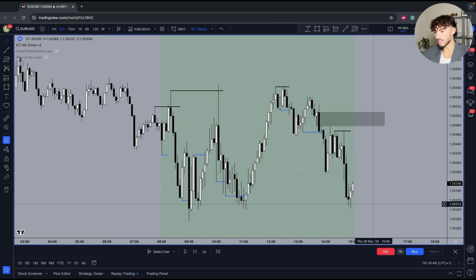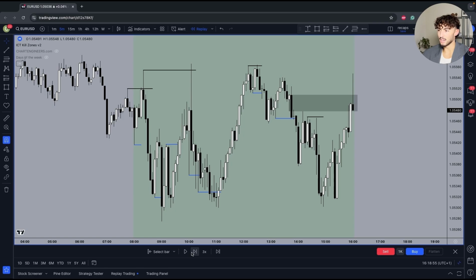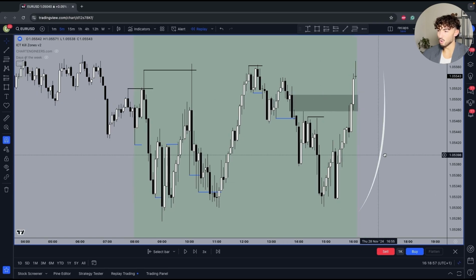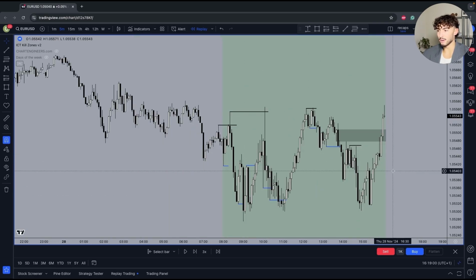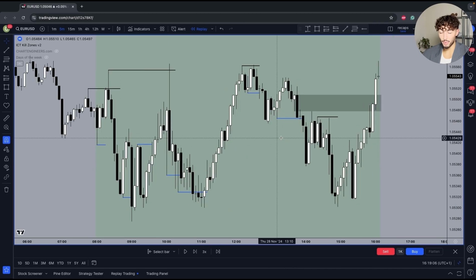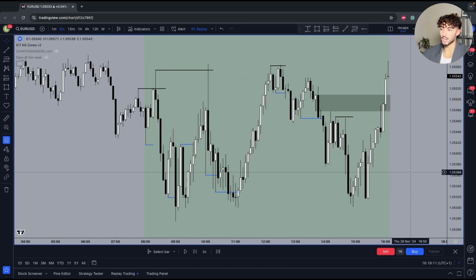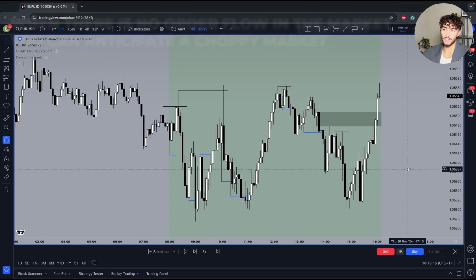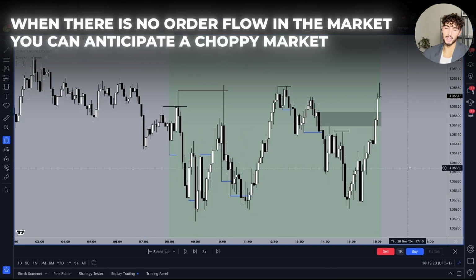You can see how price has reached the lower part of this range. And then you can see again, it moved higher. No order flow at all. The very sideways PA. The only trade that could have been taken on this particular trading day was a short from this level here. But other than that, it's just sideways action. Very choppy, basically. And like I said, when there's no order flow in the market, you can anticipate a choppy market to occur or to happen.